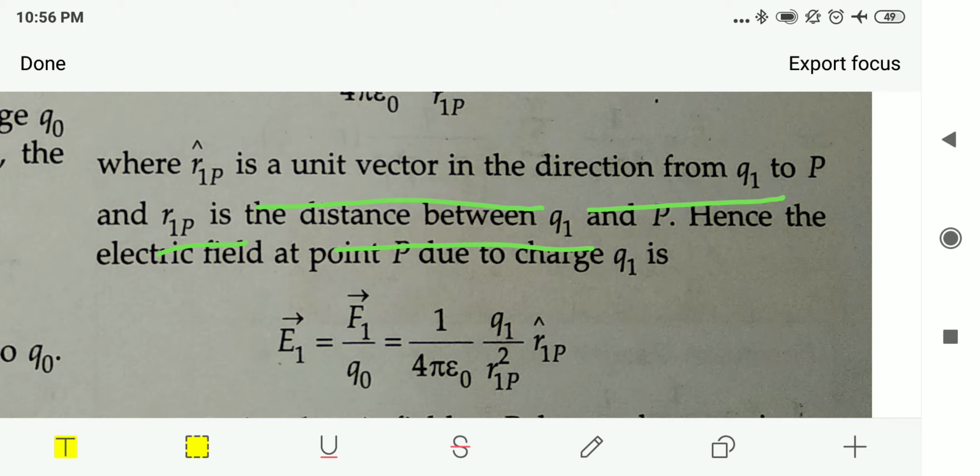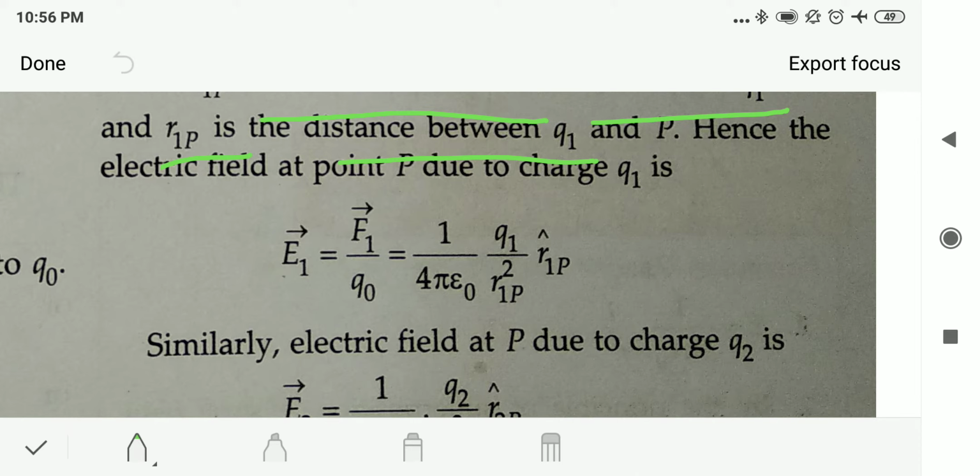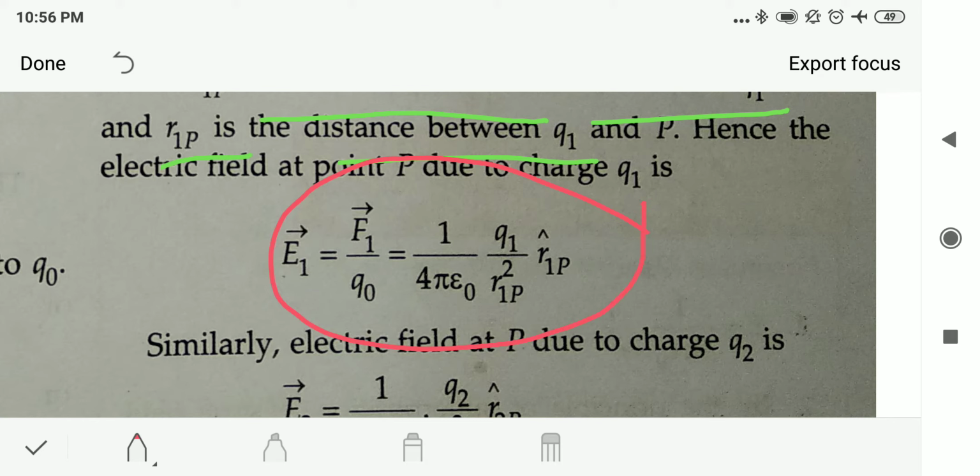So we have calculated the force on the q0 charge at point P due to q1 charge. Now electric field, we know the formula, is force divided by test charge q0. So F1 upon q0, here q0 will be cancelled out, and we will get the electric field as 1 upon 4 pi epsilon naught, q1 upon r square 1P, times the unit vector r1P.